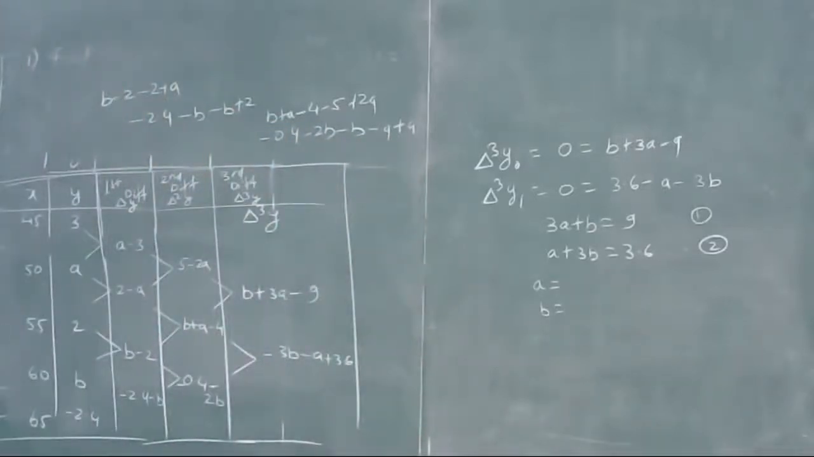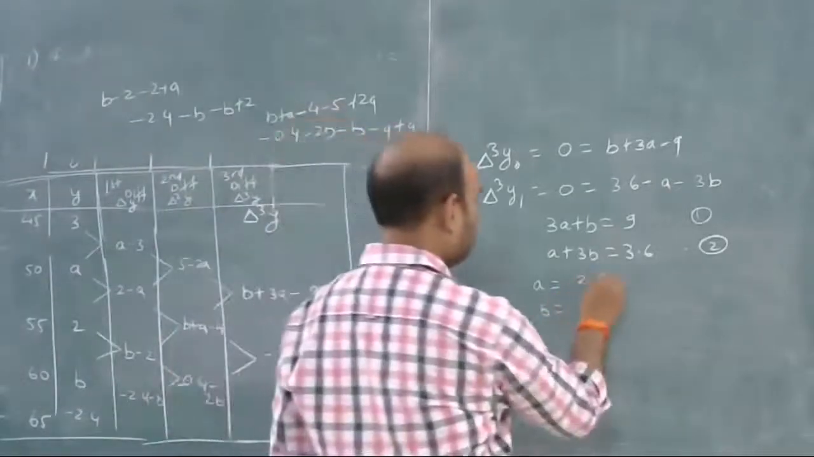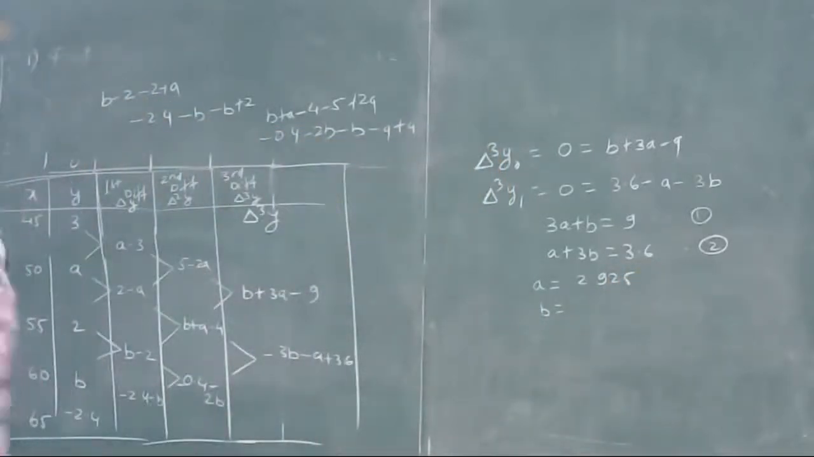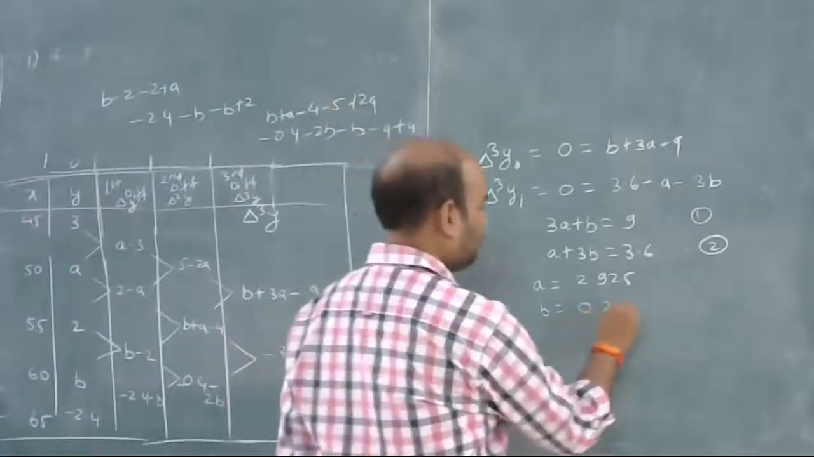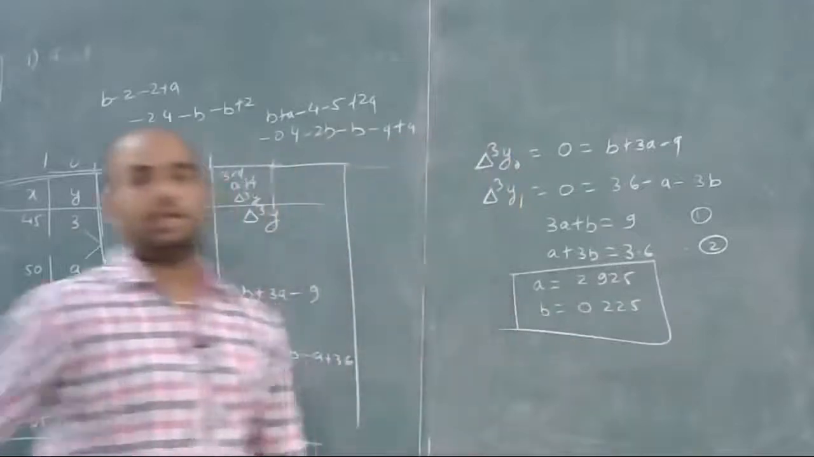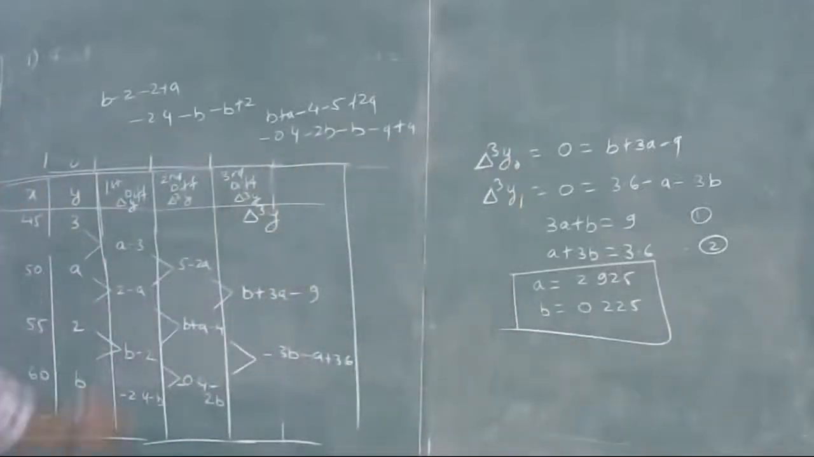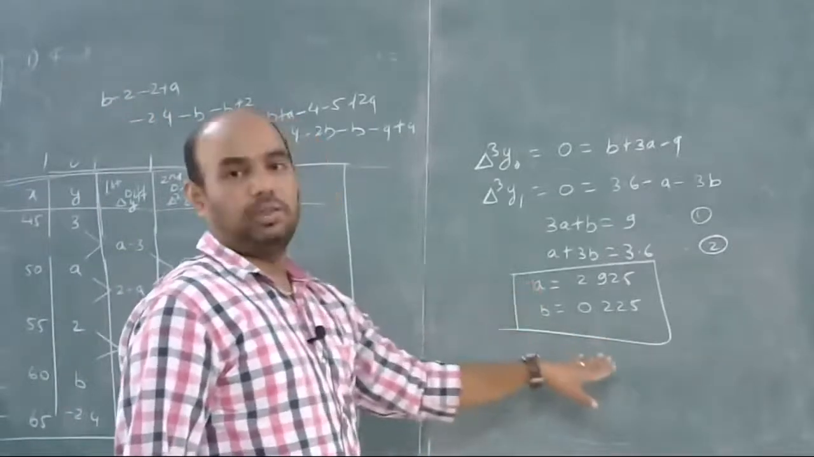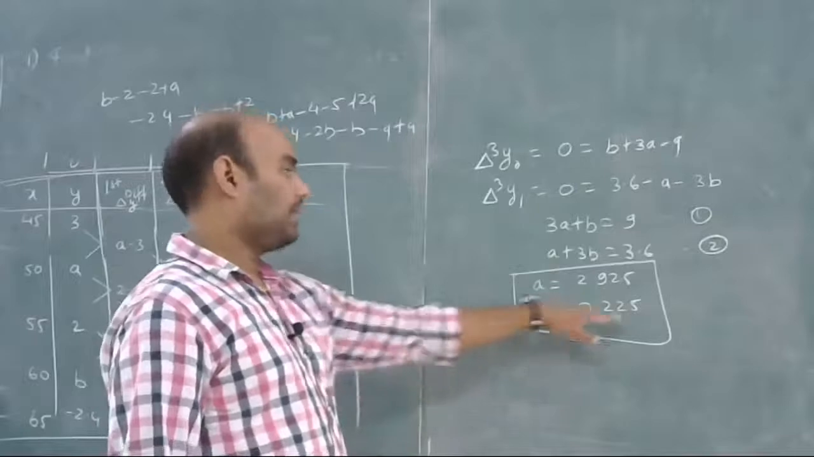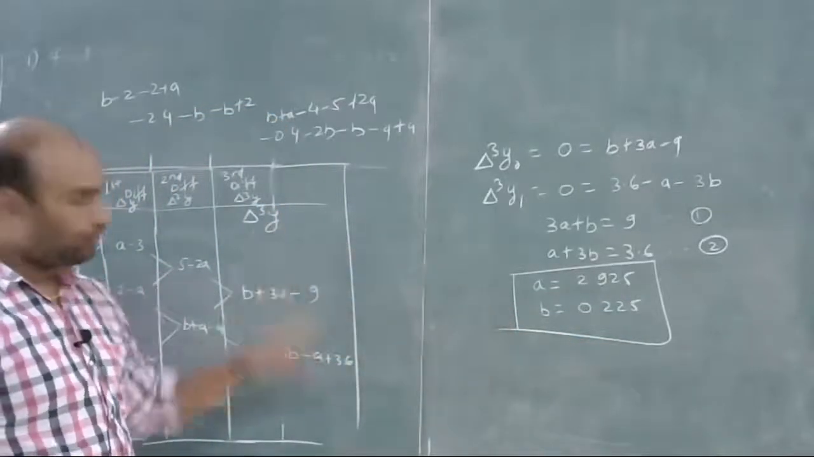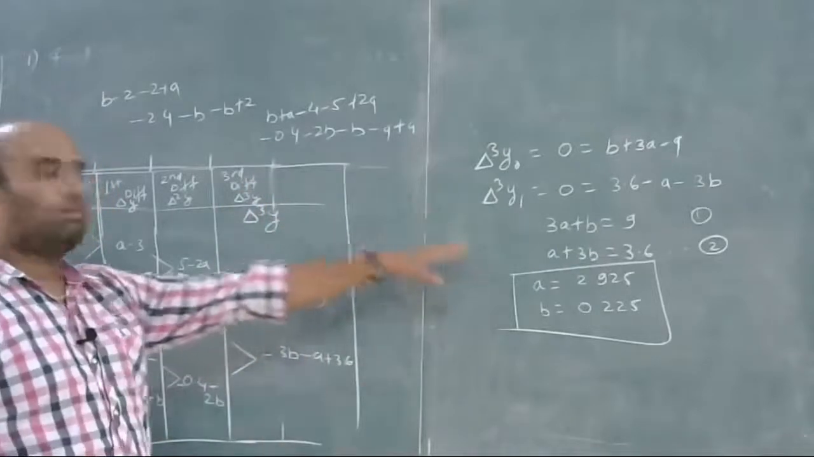Okay, so a is coming to 2.925, very good, and b is 0.255. So this is the value of two unknowns a and b. Okay, so by using this difference table, you can find the value of a and b, the unknown terms. Okay, these are approximate values because we have assumed that the higher order differences are equal to 0.